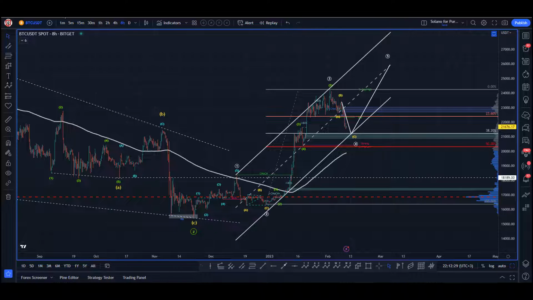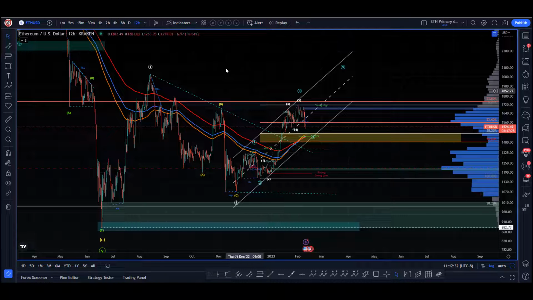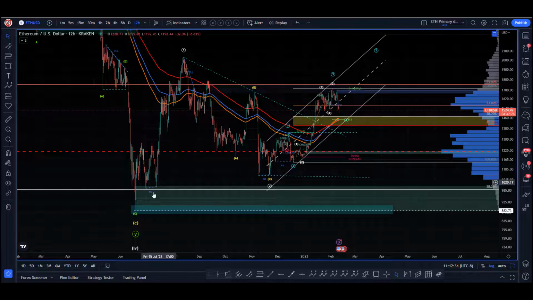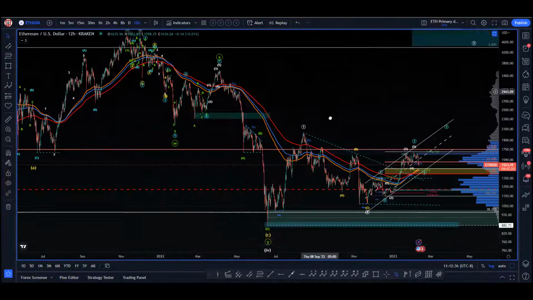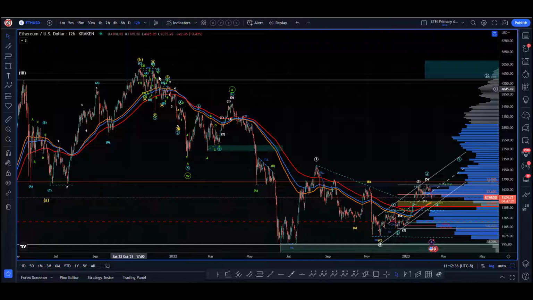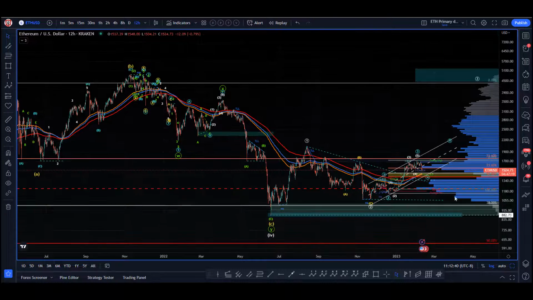All right, enough on Bitcoin. Let's go to Ethereum here. Kind of the same idea. It's a little sloppier here. Let me pull out here so we can see it. Don't even worry about it. At the end of the day, what do we got there?